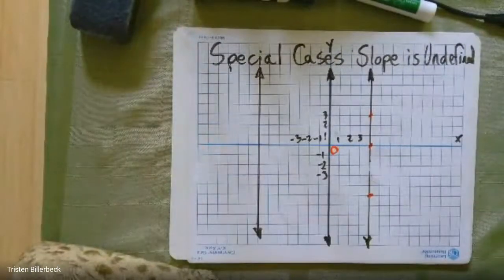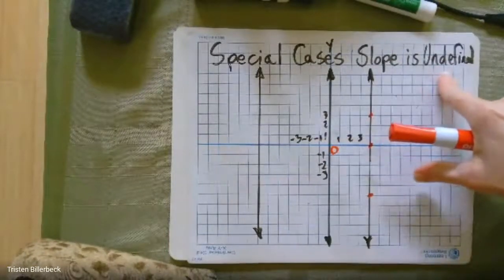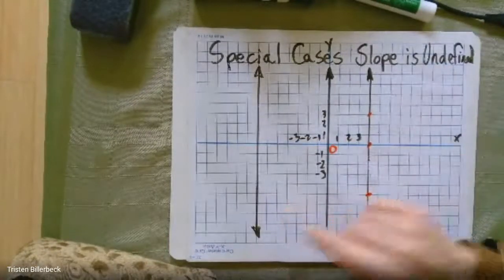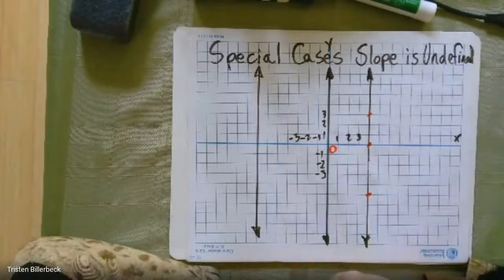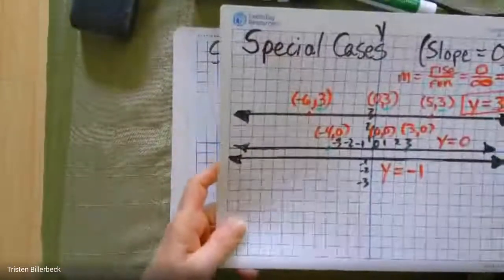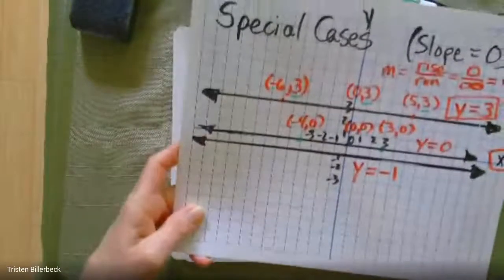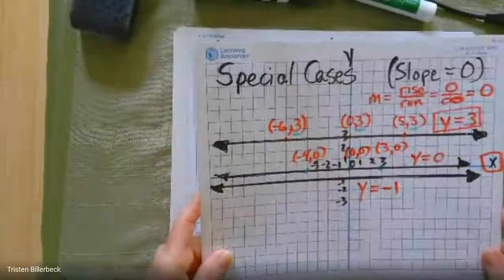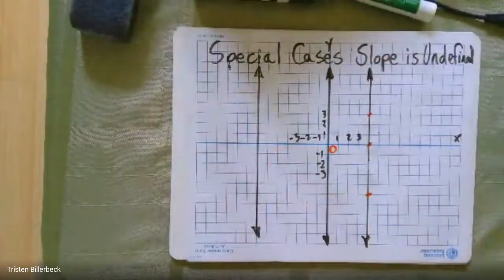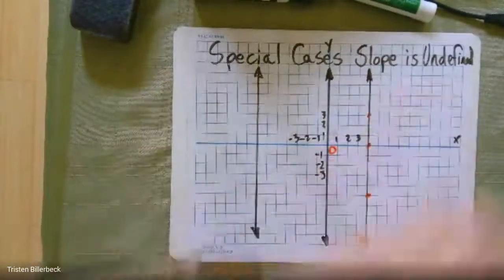So the other special case is the undefined case. This is when the line is vertical. So this line was horizontal and had a 0 slope. This one was a 0 slope for horizontal, and this one's vertical. The perpendicular line to a horizontal line is undefined.